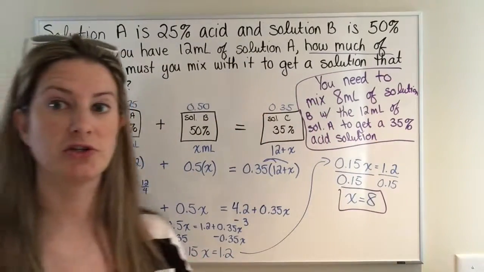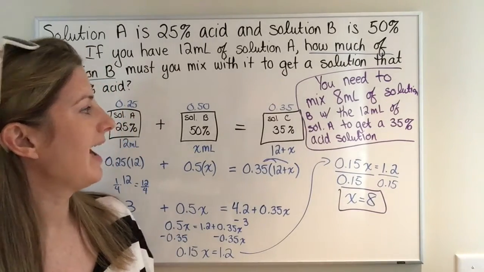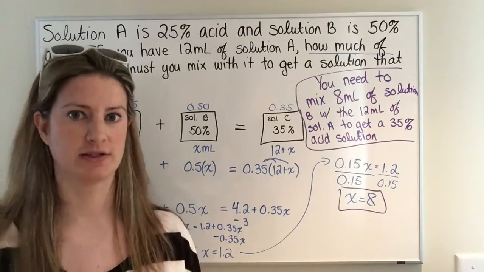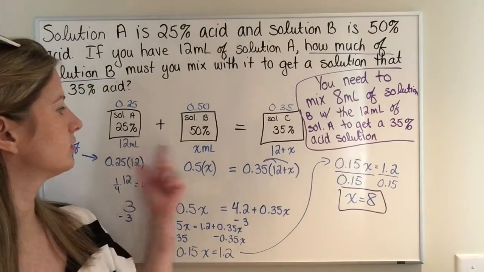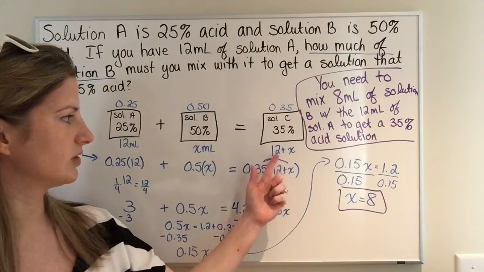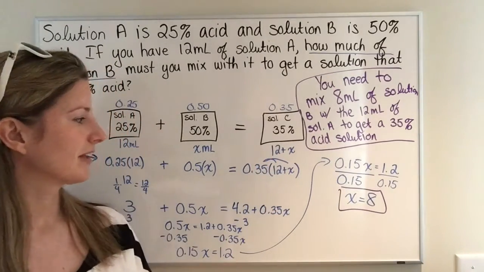Now, just so you know, your teacher could take this one step farther and ask you how many milliliters of this final solution do you have? So then that's pretty easy. If you mixed 12 milliliters with 8 milliliters, you would get 12 plus 8 milliliters, so you'd have 20 milliliters. So there you go.